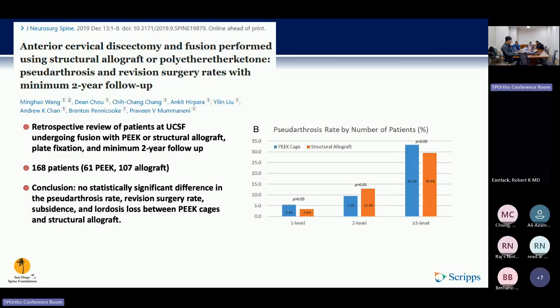A UCSF retrospective review compared PEEK cages to structural allograft in ACDF with greater than 2-year follow-up, 168 patients, 61 with PEEK and 107 allograft. There were no statistically significant differences in fusion, resorption, and/or subsidence. However, PEEK was favored for imaging clarity and implant consistency, despite the limited osseointegration.